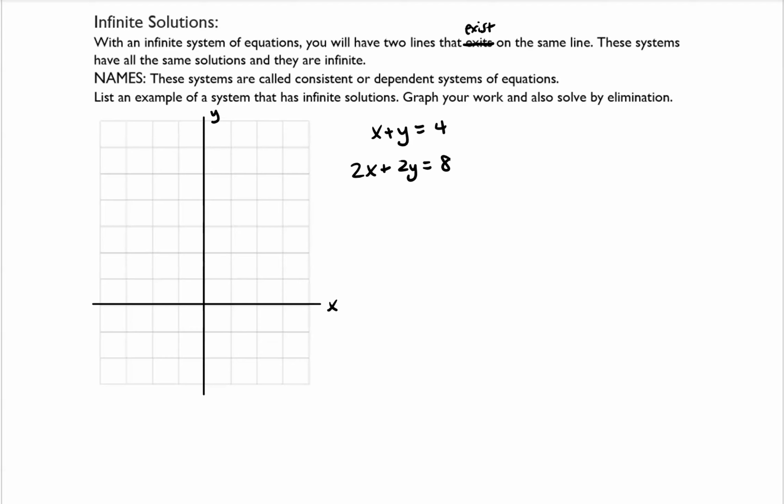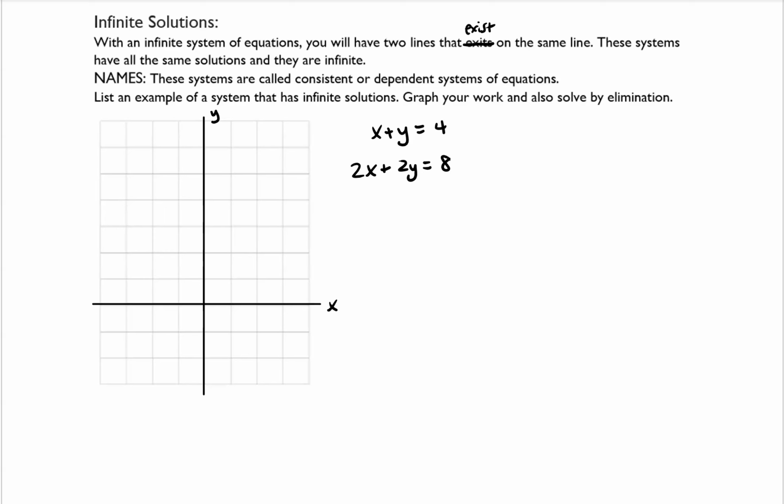Let's take a look now at a system of equations that has infinitely many solutions. With an infinite system of equations, you will have two lines that exist on the same line. These systems have all the same solutions and they are infinite. These systems are called consistent or dependent systems of equations. Let's look at an example, graph your work, and also solve by elimination.